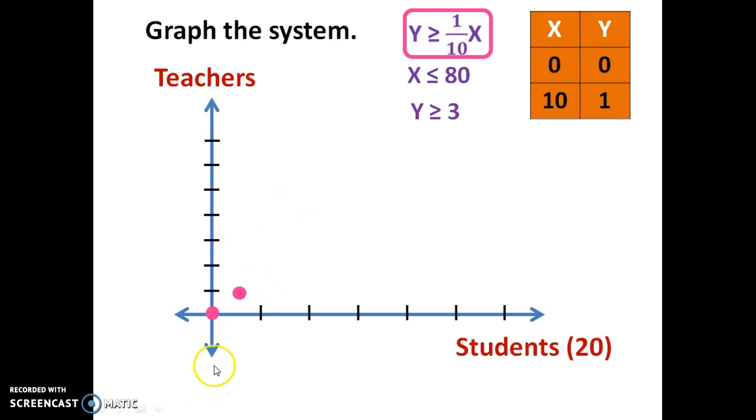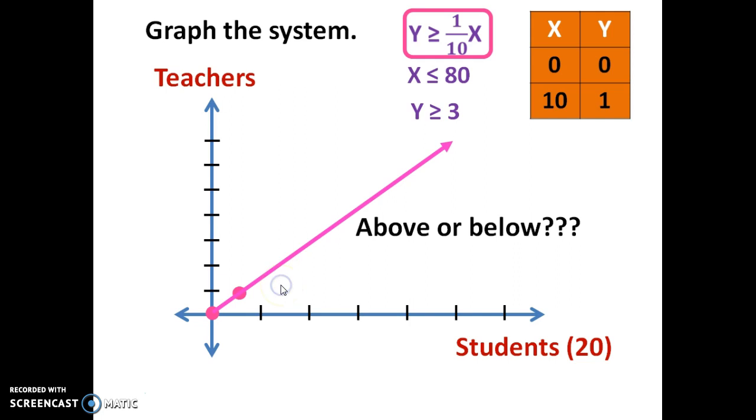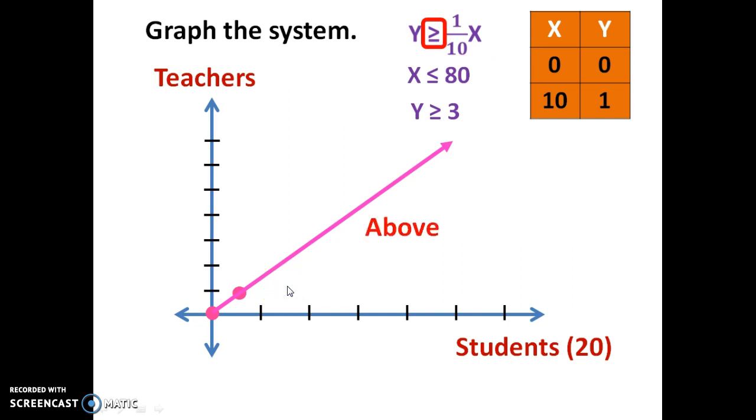Notice that this is going from the origin and outward, so we're going to need to use a ray to represent this, not a segment. Are we going to shade above or below? Well, we have a greater than or equal to, so that's going to tell us above, so we shade in the pink area above.